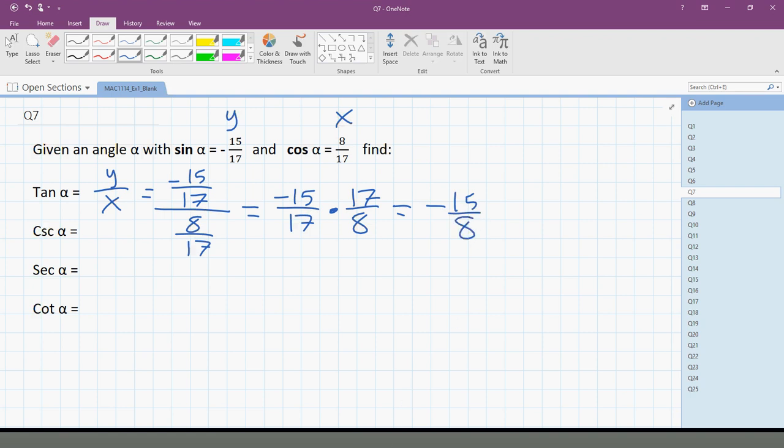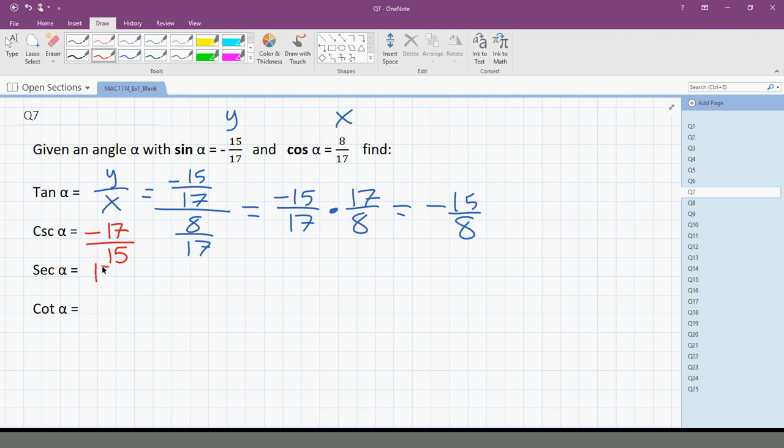And now that we know these guys, the rest of them are pretty easy because they'll just be reciprocals of them, like what we talked about a moment ago. So what is negative 17 over 15? Because cosecant is the reciprocal of sine. And secant is the reciprocal of who?